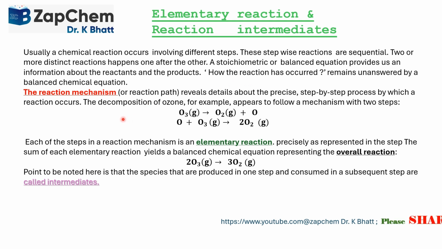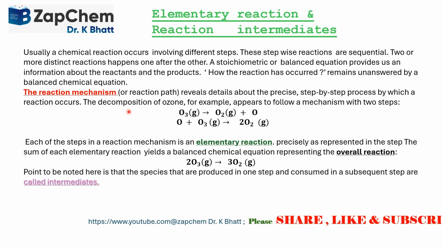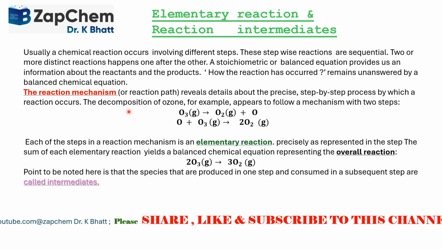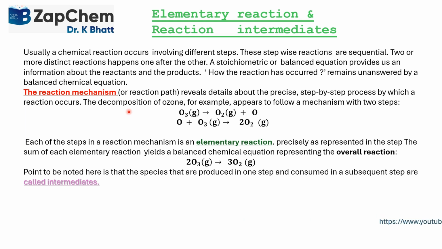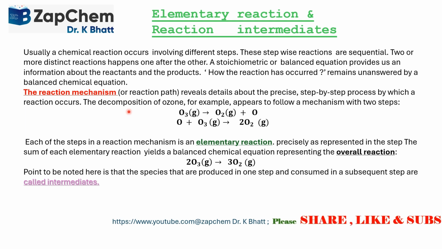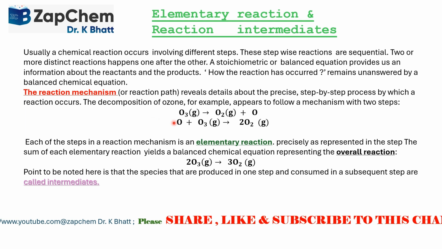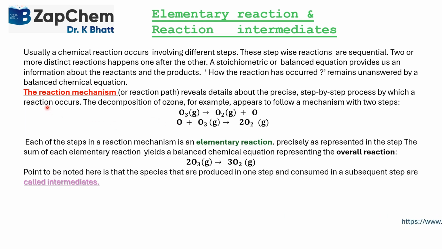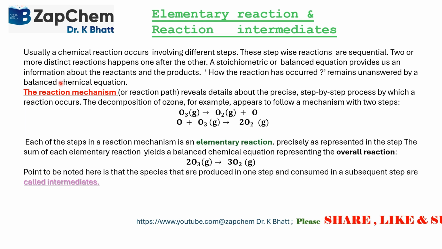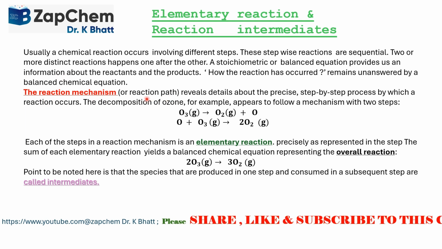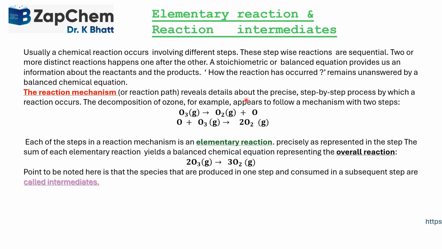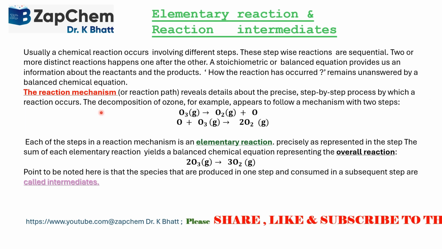So we need to find out how the reaction has taken place, whether it is a single step reaction or a number of reactions have taken place, and then you have got the final product. This is given by what is known as the reaction mechanism. Very important. The reaction mechanism or the reaction path reveals details about the precise step-by-step process by which a reaction occurs. I'll give you an example.